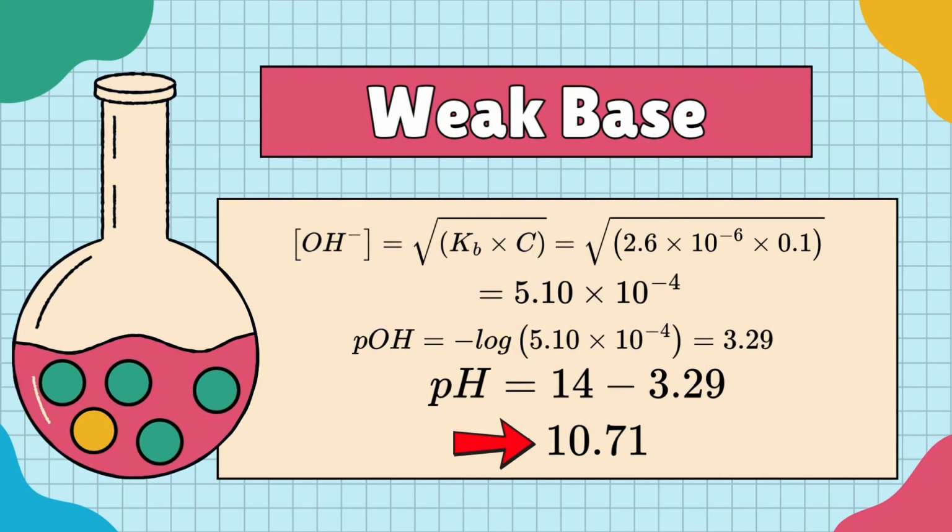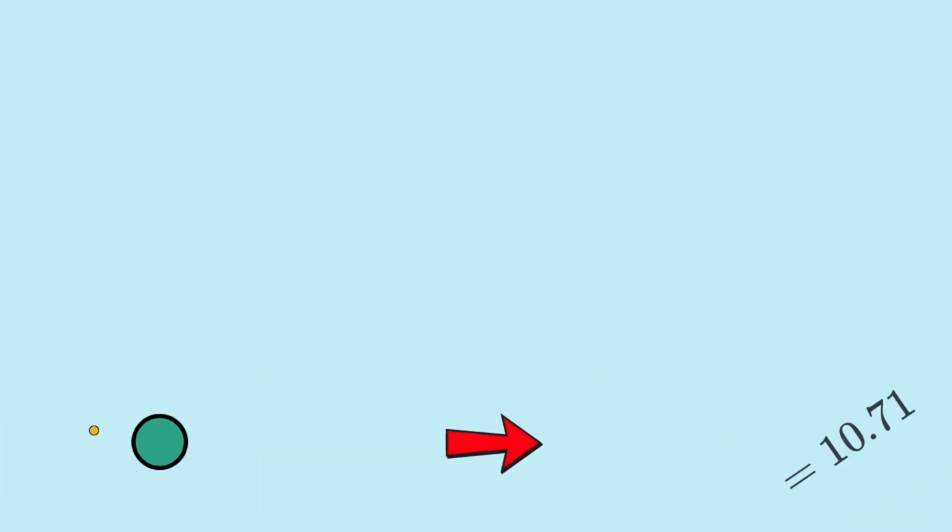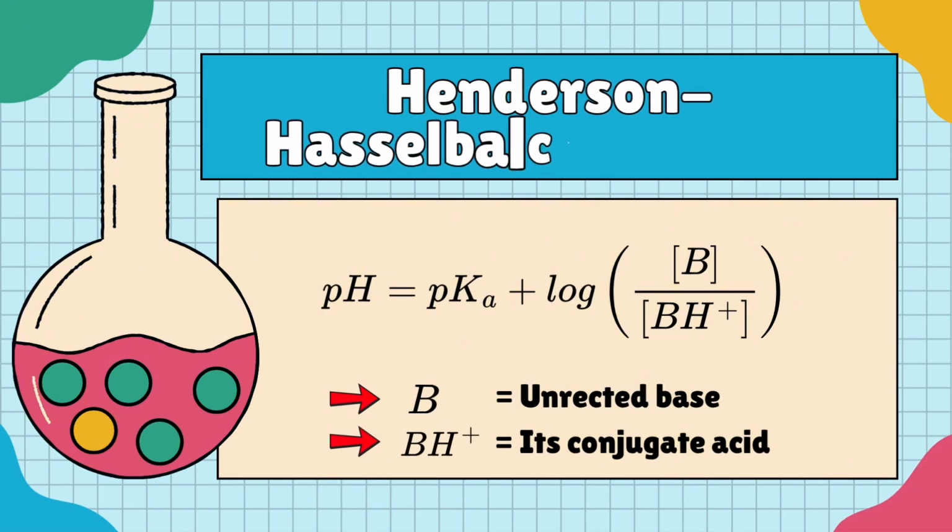Now, as we slowly add HNO3, a strong acid, it reacts with the weak base to form its conjugate acid. This creates a buffer system. In the buffer, we use the Henderson-Hasselbalch equation to calculate the pH, where B is the unreacted base and BH+ is its conjugate acid.